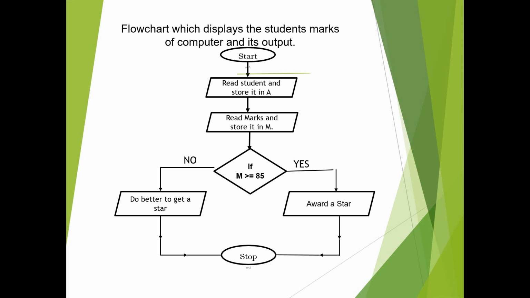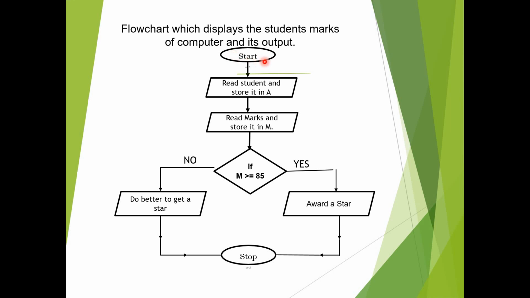Flowchart which displays the student's marks of computer and its output. ഒരു സബ്ജക്ട് സേ കമ്പ്യൂട്ടർ, ആ കമ്പ്യൂട്ടറിന്റെ സബ്ജക്റ്റിലെ ഒരു കുട്ടിയുടെ മാർക്ക് റീഡ് ചെയ്യുന്നു. ആ മാർക്ക് റീഡ് ചെയ്തതിന് ശേഷം അതിന്റെ ഔട്ട്പുട്ട് ഇങ്ങനെ പ്രിന്റ് ചെയ്യുന്നു. That is a flow chart question here. So let's see how to do this.